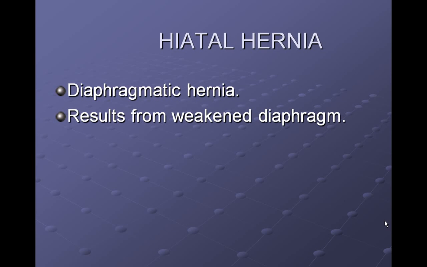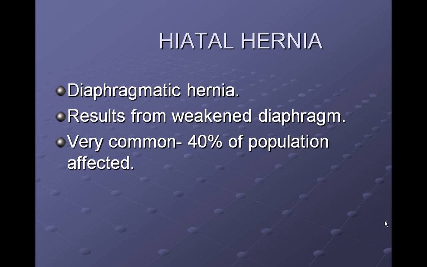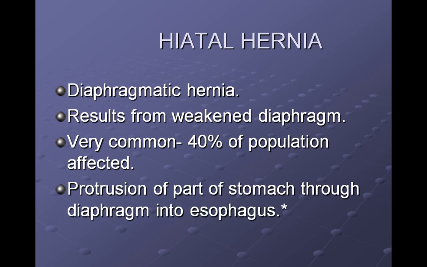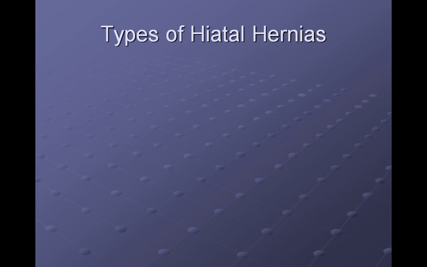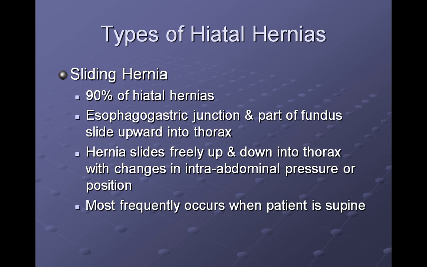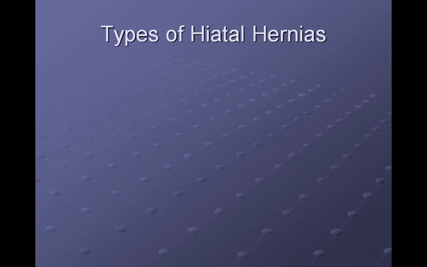Diaphragmatic hernias result from a weakened diaphragm. They are very common, affecting 40% of the population. A protrusion of part of the stomach through the diaphragm into the esophagus results. Types of hiatal hernias include sliding hernias. 90% of hiatal hernias are sliding hernias. Esophageal gastric junction and part of the fundus slide upward into the thorax. The hernia slides freely up and down into the thorax with changes in intra-abdominal pressure or position changes. Most frequently occurs when the person is supine.